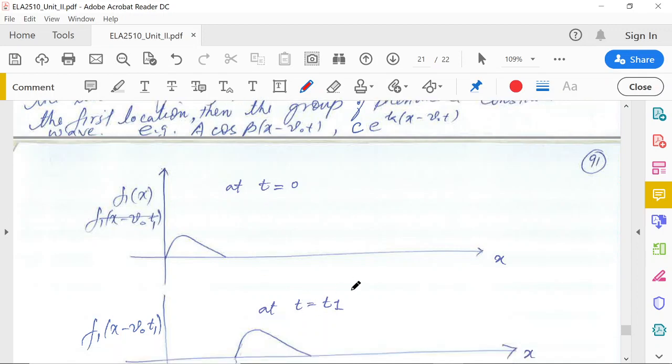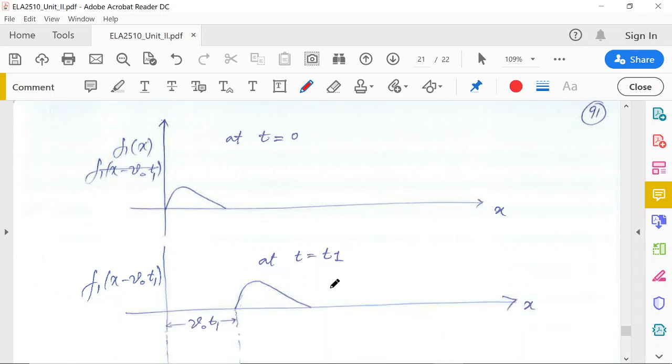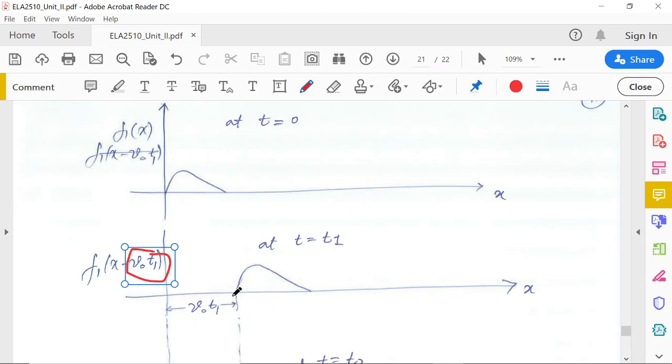Now at time equal to t1, what will happen? This function f of x minus v naught t will be delayed by the amount v naught t. If you have some function and you subtract some quantity, for example x naught, then this function will be the same but delayed by this much. So the whole function will be right shifted. If it is plus, it will be left shifted. So if this is a point at the origin, now in this function it will be at this point. The whole function is shifted by this amount, so v naught t1 is the shift.